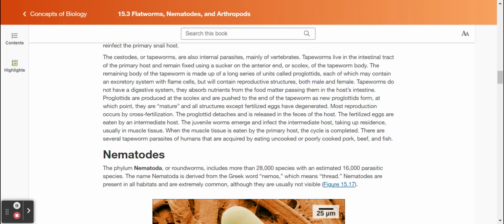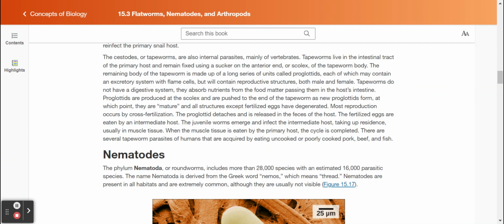The cestodes, or tapeworms, are also internal parasites, mainly of vertebrates. Tapeworms live in the intestinal tract of the primary host and remain fixed using a sucker on the anterior end, or scolex, of the tapeworm body. The remaining body of the tapeworm is made up of a long series of units called proglottids, each of which may contain an excretory system with flame cells, but will contain reproductive structures, both male and female. Tapeworms do not have a digestive system. They absorb nutrients from the food matter passing them in the host's intestine.